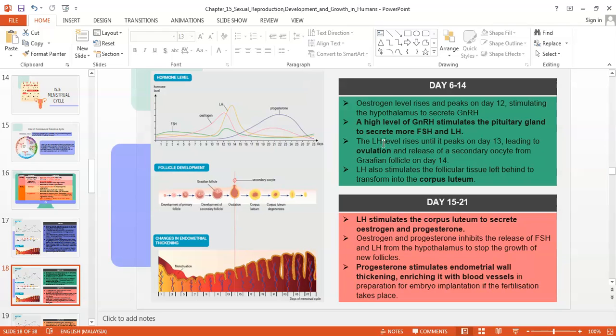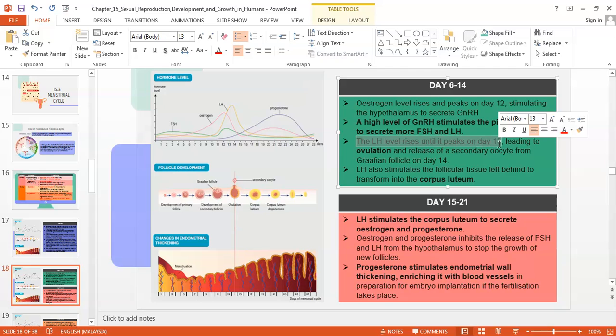Okay, jadi maksudnya luteinizing hormone ni lah yang menyebabkan berlakunya ovulation pada hari ke-14. Okay, and the next one, kalau kita tengok graf ni, luteinizing hormone dah peak pada hari yang ke-13, maka berlakulah ovulation pada hari ke-14.